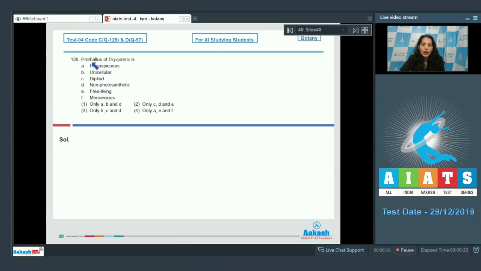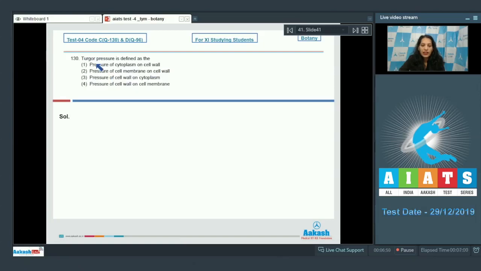Question number 129. Prothallus of Dryopteris is. Prothallus, it is a gametophytic structure in case of homosporous ferns. Now, it is inconspicuous. Yes, it is. It is unicellular. No, it is multicellular. It is haploid. It is photosynthetic. It is free living. It is monoecious, means both the sex organs are present on the same plant body. So A, E and F are correct. So the correct option for the given question is option number 4. Let's see the next question.